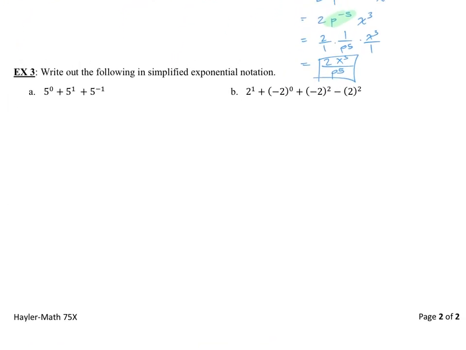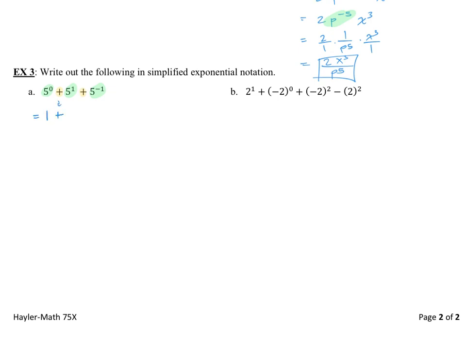Right, the last two examples for this one. Write out the following in simplified exponential notation. All right, so the big change-up for these problems versus the other ones is we have actually included addition. We know none of the rules of exponents apply to addition or subtraction. So the only thing we can do with the rules of exponents is see if it works on any of these terms, which we know it does. Because 5 to the 0, or anything to the 0, is just going to be 1.